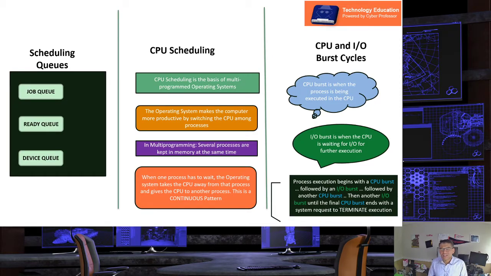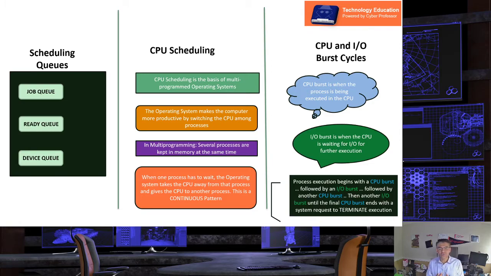CPU scheduling is the basis of multi-programming operating systems. That is an important concept that I want to highlight to you. By switching the CPU among processes, the operating system can make the computer system more productive and more efficient. Now in multi-programming, several processes are kept in memory at the same time. That increases the need for the operating system to be efficient in the use of CPU resources, making the duties of the operating system even more important.